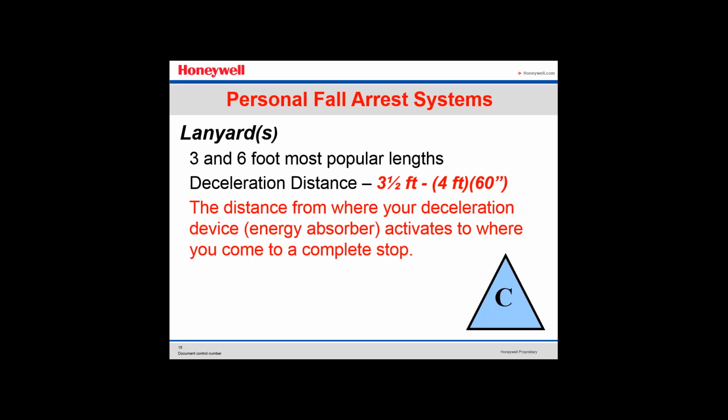Okay, and I still run into workers that think they buy a 6 foot energy absorbing lanyard, that if they fall, they're going to go 6 feet. Well, that's not the case. You have to move that load or that force that you created over distance to reduce the energy or the force that you're going to see on your body. And we do that by extending your deceleration distance.